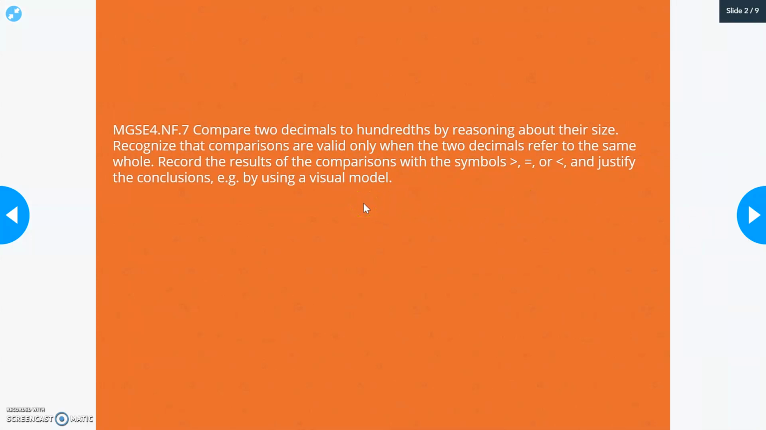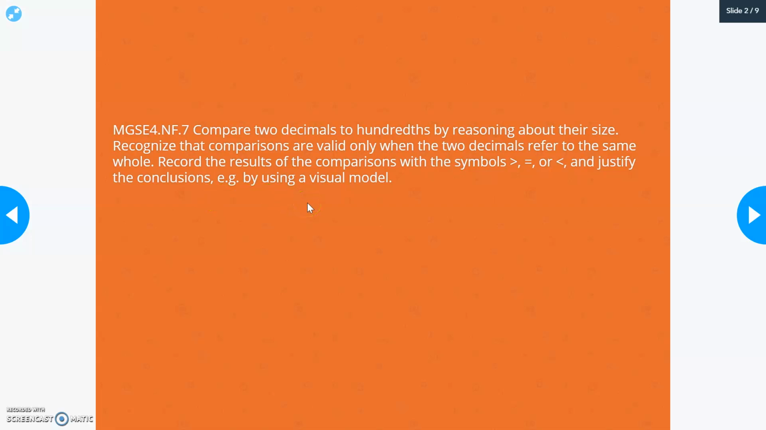Today's lesson will focus on comparing decimals. The standard is 4.NF.7, and it states: compare two decimals to the hundredths by reasoning about their size. Recognize that comparisons are valid only when the two decimals refer to the same whole. Record the results of the comparisons with the symbols greater than, equal to, or less than, and justify the conclusions by using a visual model.